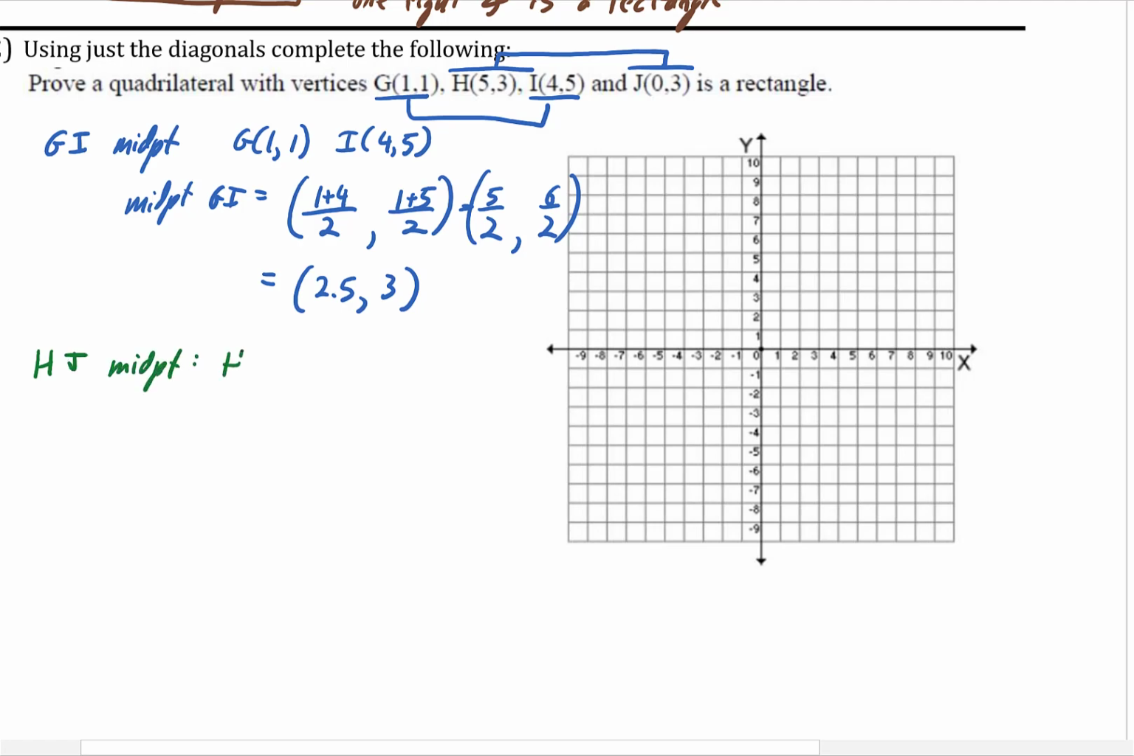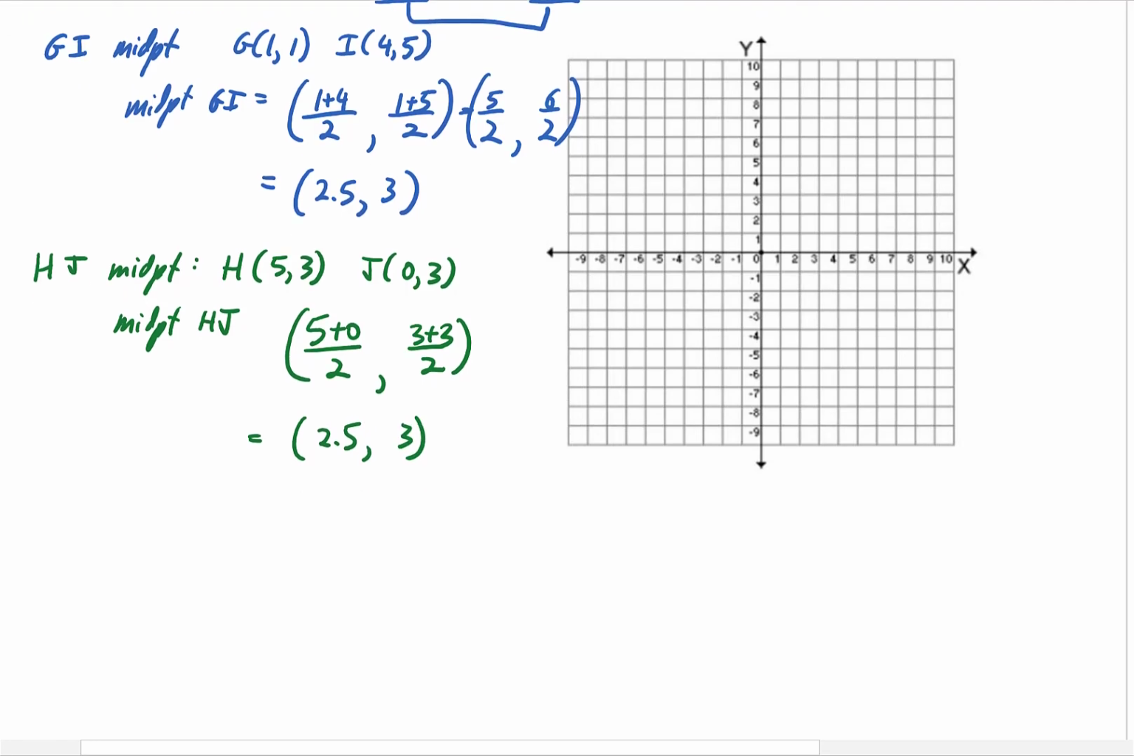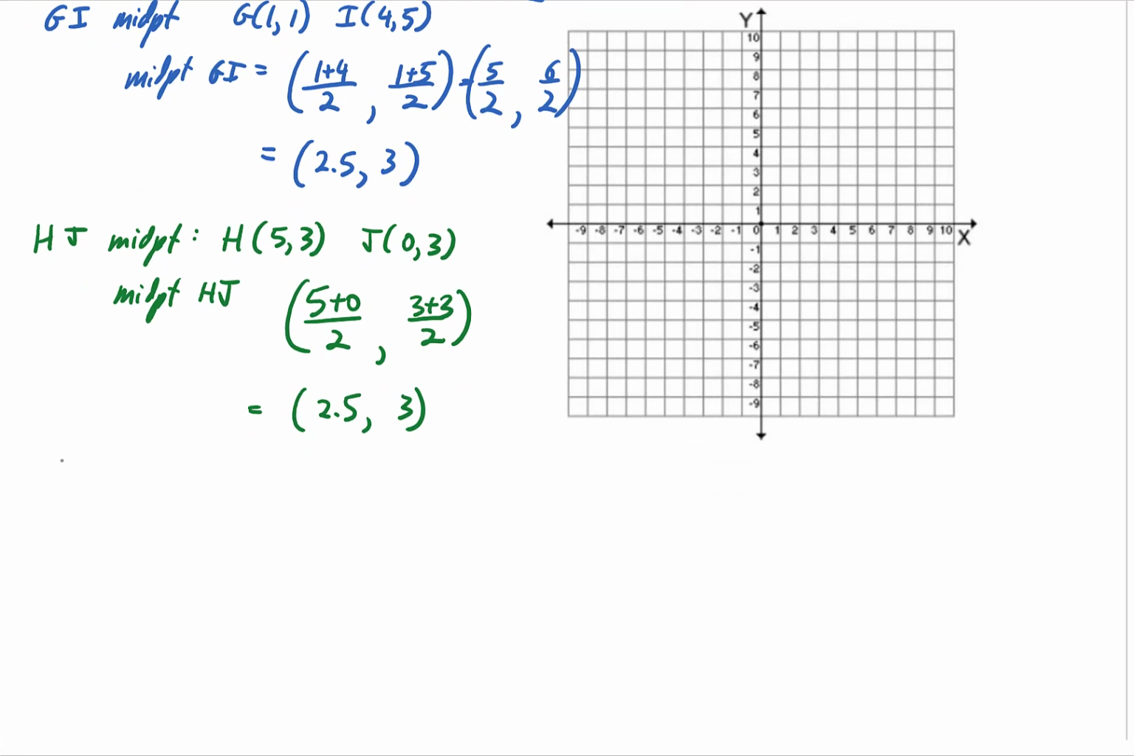So H is located at 5, 3. J is at 0, 3. And if I want to find a midpoint of HJ, I need to find the average of its x's. So the x's are 5 plus 0 divided by 2. And the average of the y's is 3 plus 3 divided by 2, which equals 2.5, 3.